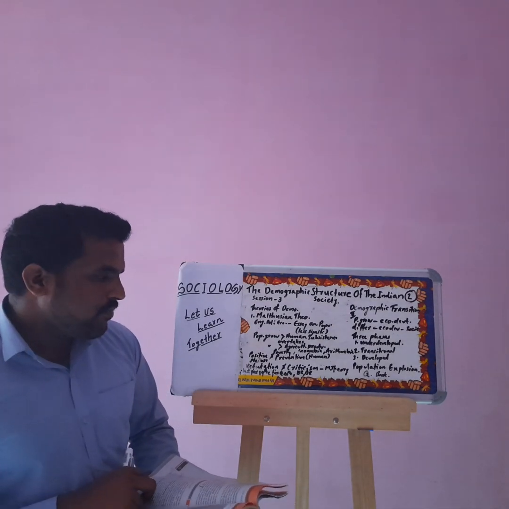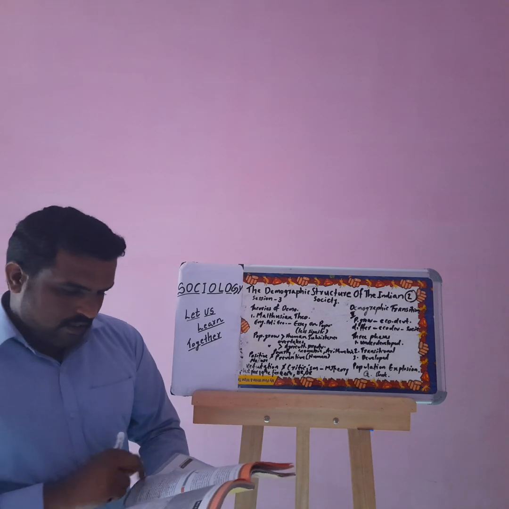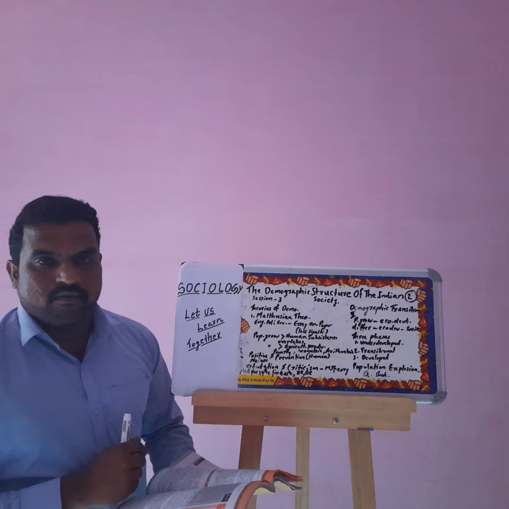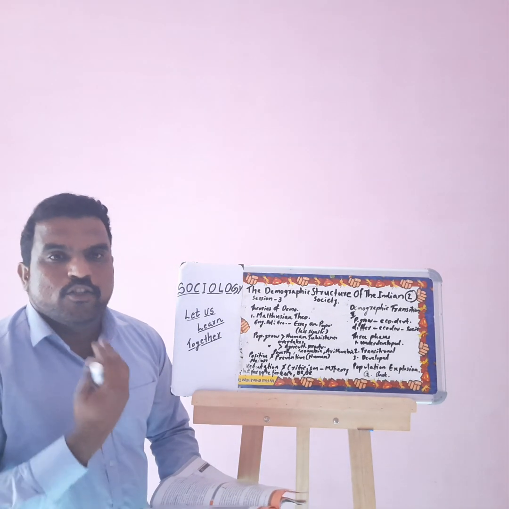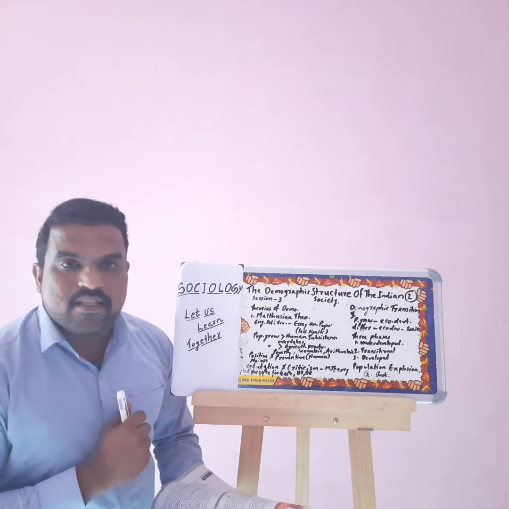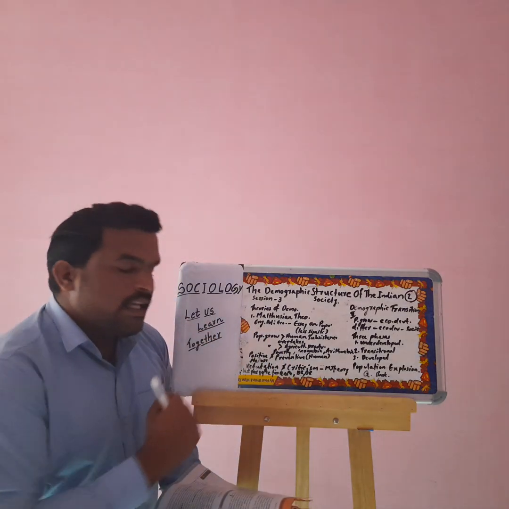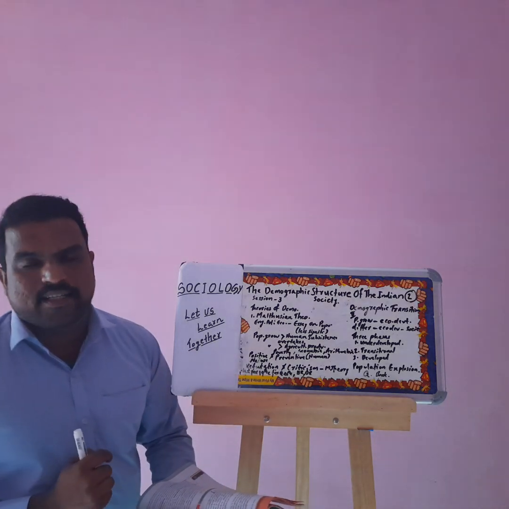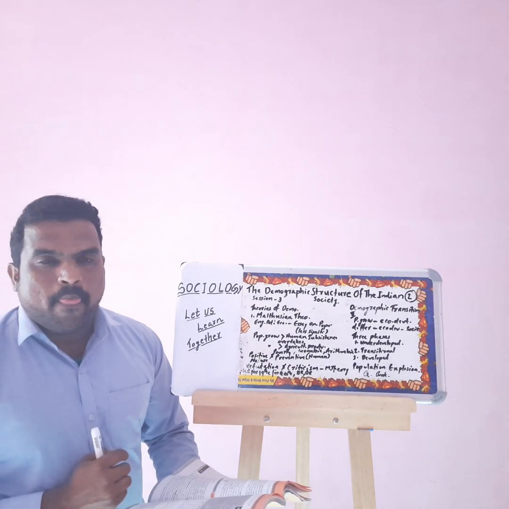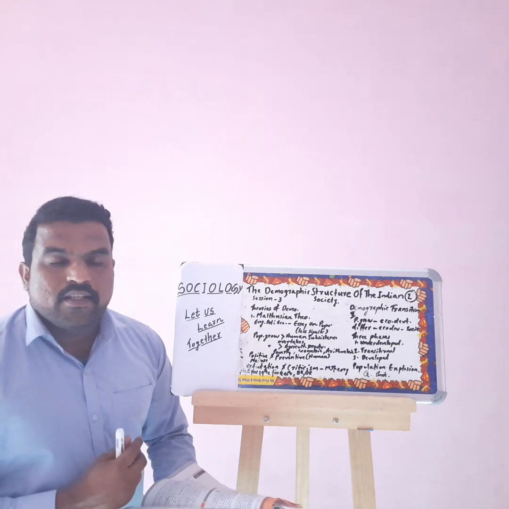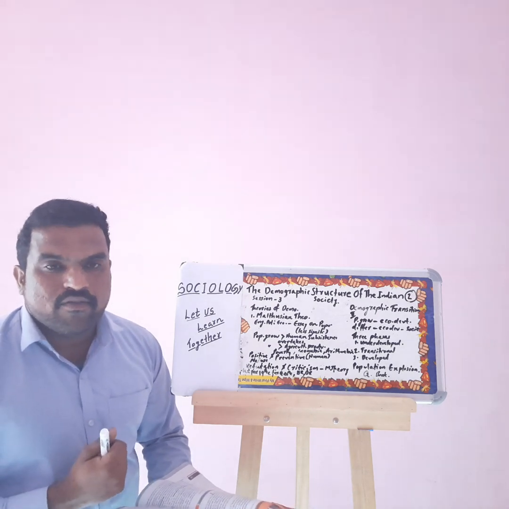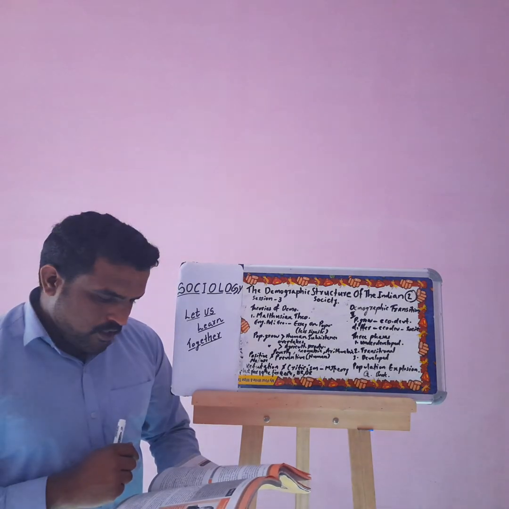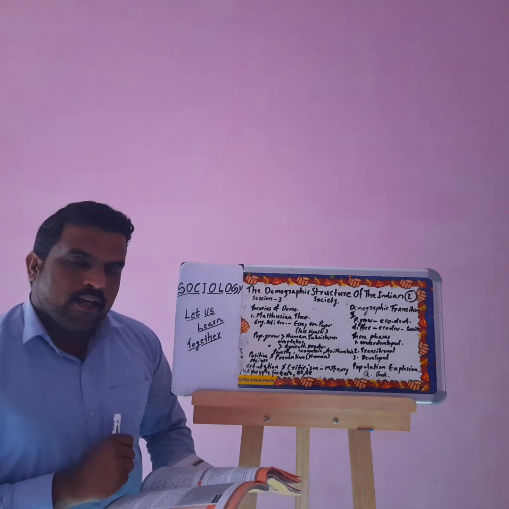But there are refutations. Refutation means what? A theory is proved to be wrong. This theory is proved to be wrong by some of the theorists, and also there are criticisms against it. First we can go through the refutation, because some theorists proved that the theory put forward by Malthus is wrong.